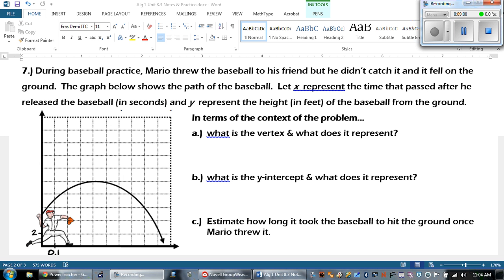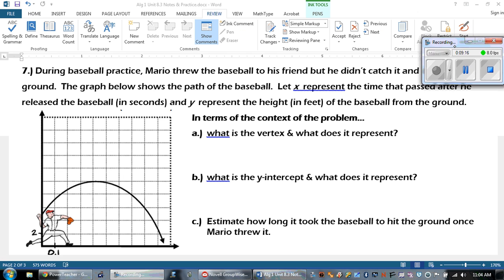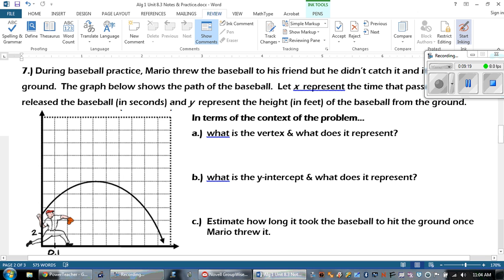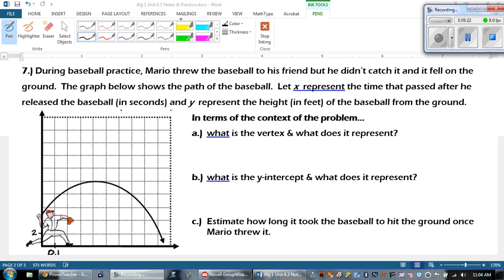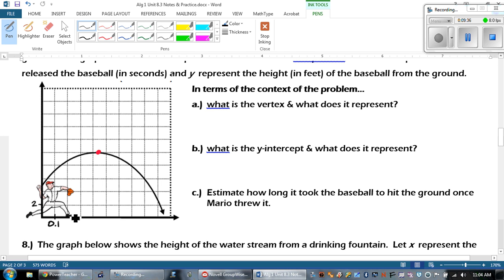Okay, so first thing we have to do is find the vertex. Where's the vertex? Do you see it? Well, remember, the vertex is the highest point of the graph. So I'd say it's right around there. Okay, now, what number is that? Well, look to see what they're counting by. We said 0.1, so this is going to be 0.2, 0.3, 0.4, 0.5, 0.6, 0.7, okay.